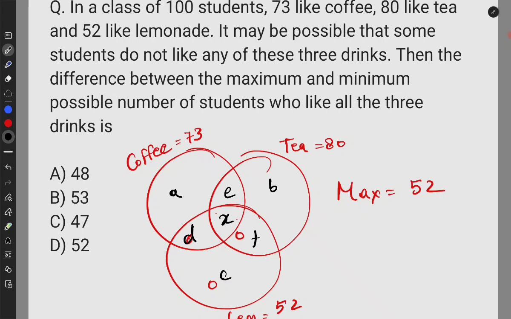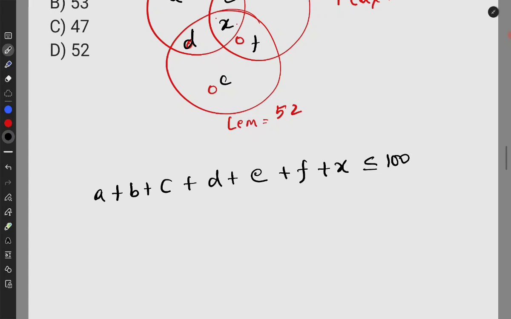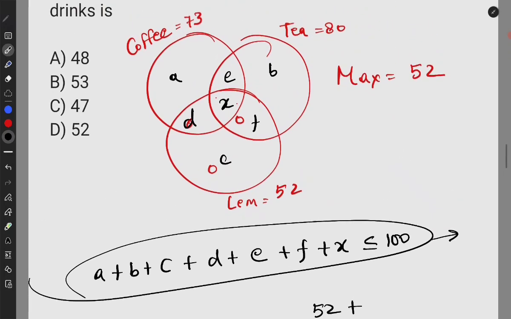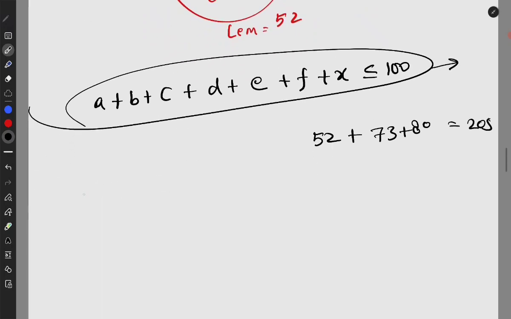It's a possible number of students, right? Some students do not like any of these. It is a possibility, so the total could be equal to 100 or less than 100 if some of them do not like any of the drinks. So let's say this is equation number 1, and we create another equation because 52 and 73 and 80 will add up to 205.